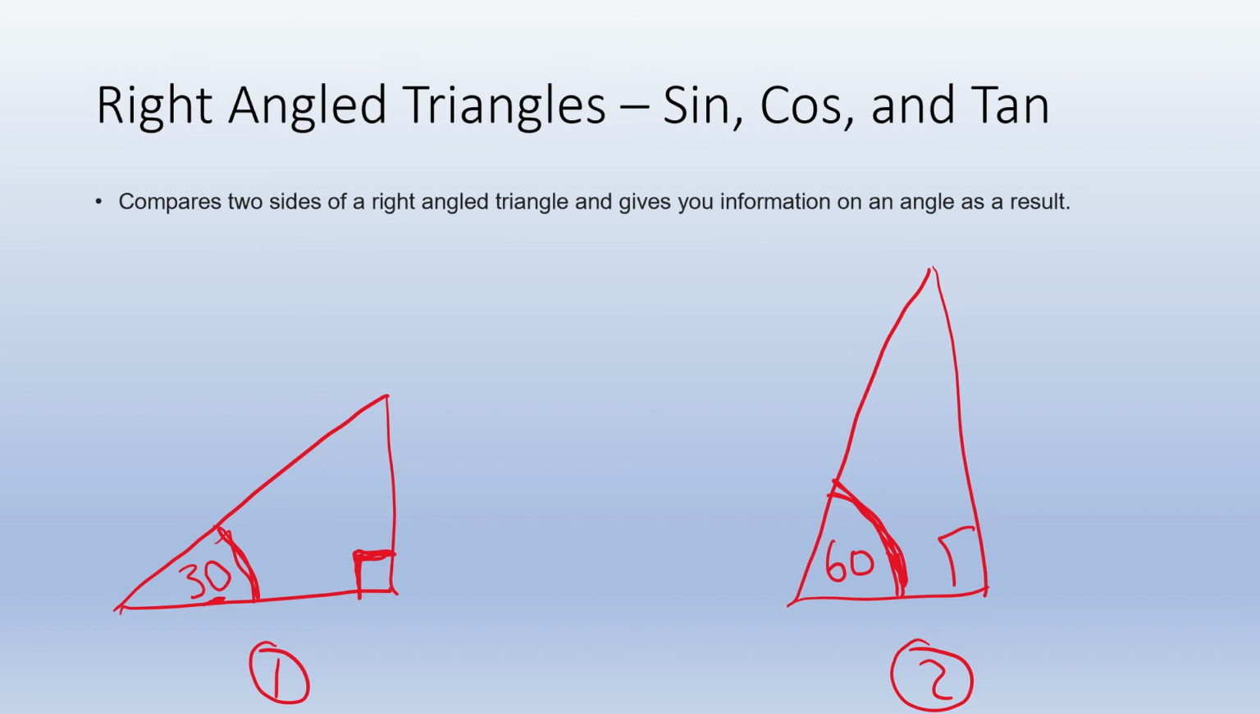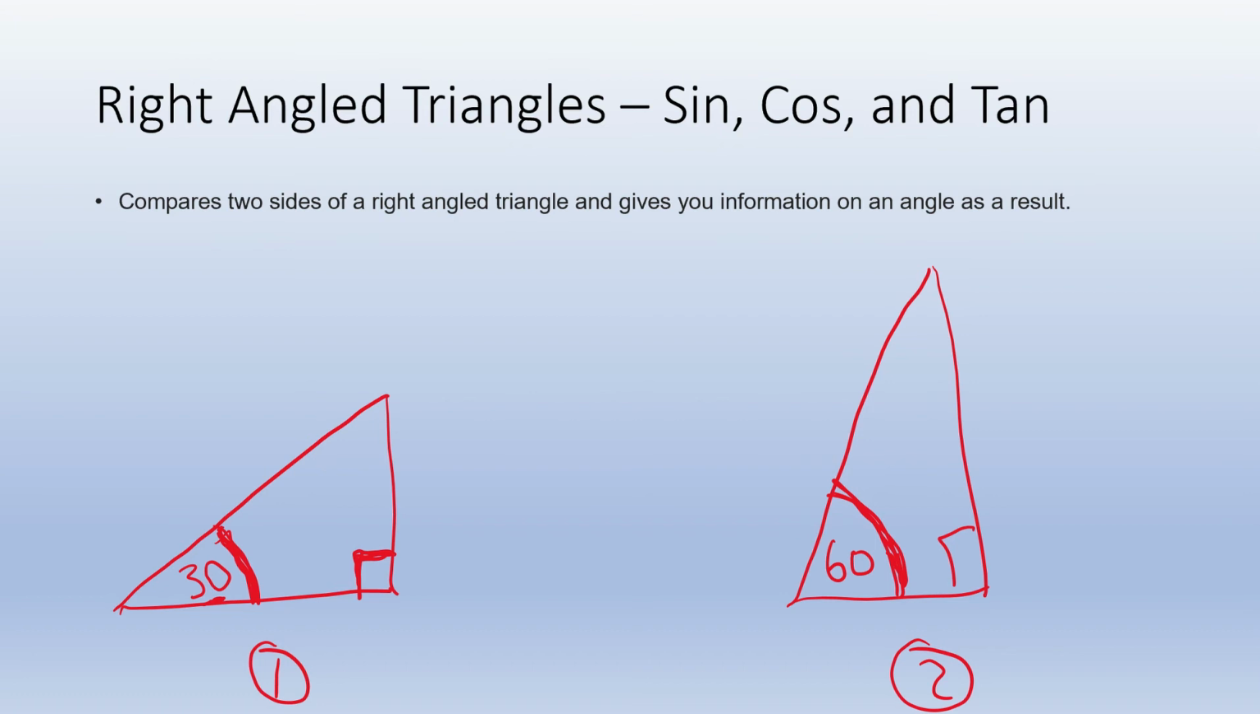Now, in primary school, you would have learned how to use a protractor, you would have noted acute angles, right angles. But what you wouldn't have done is looked at how these angles relate to the given sides in your right angle triangle. So basically, the relationship between the angle and the sides.